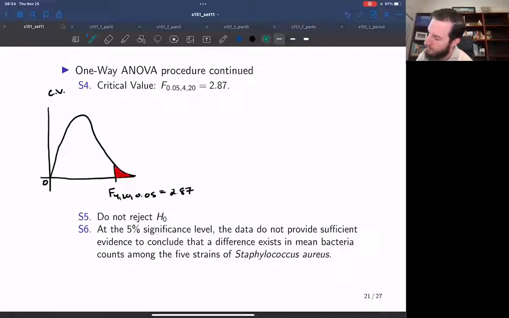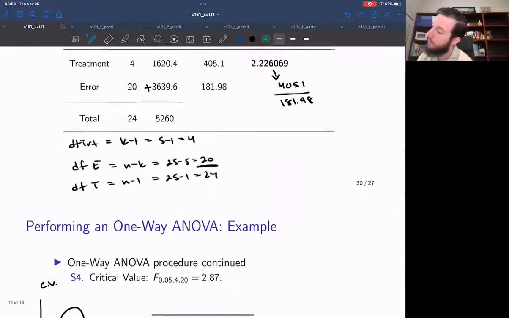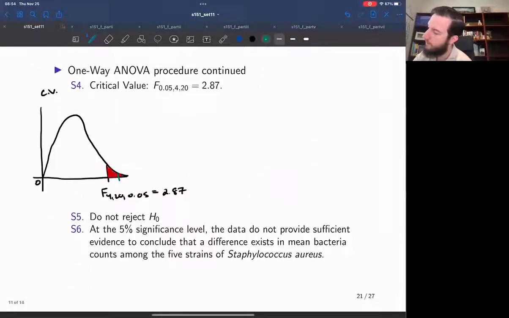Okay. Our test statistic was 2.226. So we're just outside the rejection region. Okay. So therefore, we do not reject.